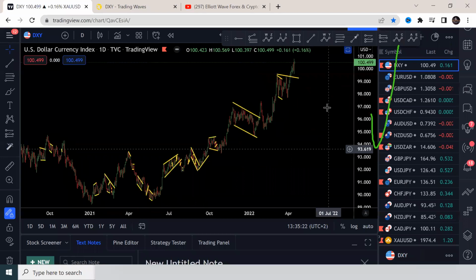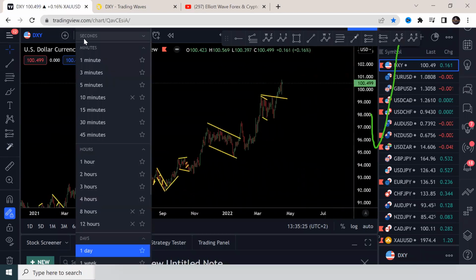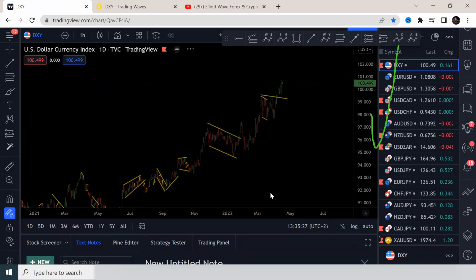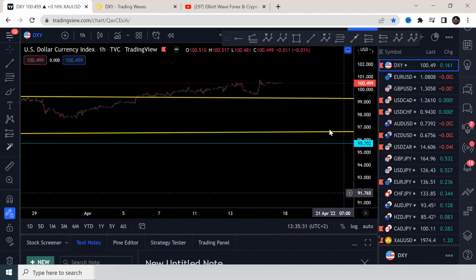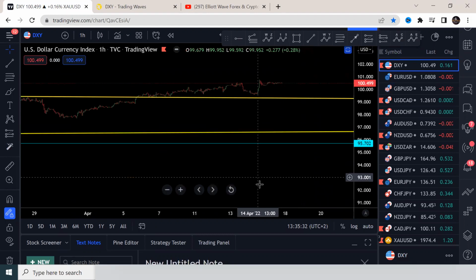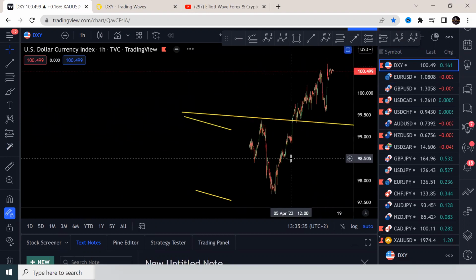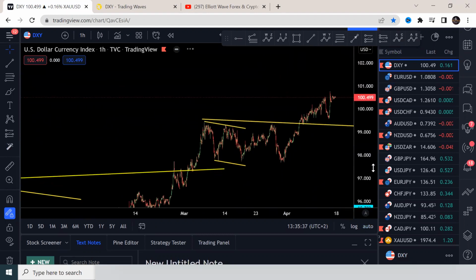Let's have a look at the DXY and just look at that structure. I'm showing you the 1 hour. So this was the structure here. This is what we expected in the last week. You can see, as expected, we drop here, and we're already up here around the 101 level on the DXY.